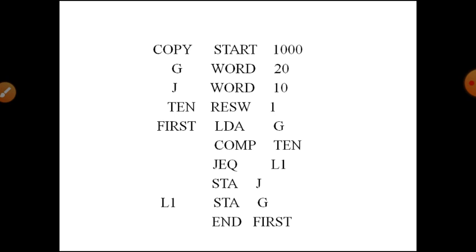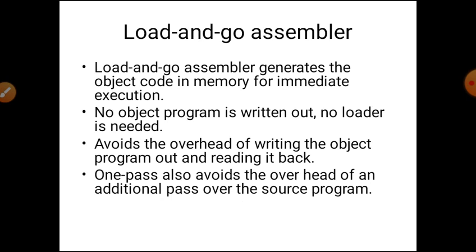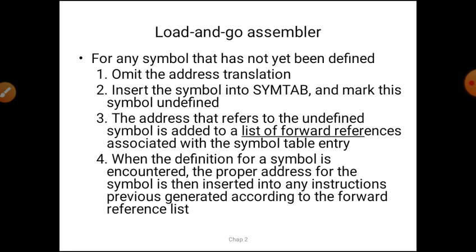Now how are such forward references handled by one pass assembler? Starting with the load and go assembler, as I said, it generates the object code which is stored in memory for immediate execution. No object program is generated and no loader is needed. It avoids writing the object program to the secondary memory and reading it back, and it also avoids performing additional passes over the source program. So how does this load and go assembler perform the operation of assembling? We will consider an example first.